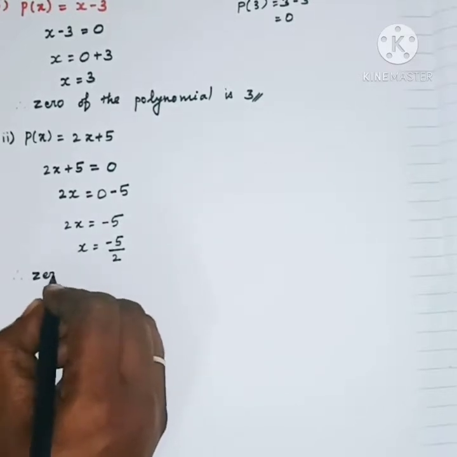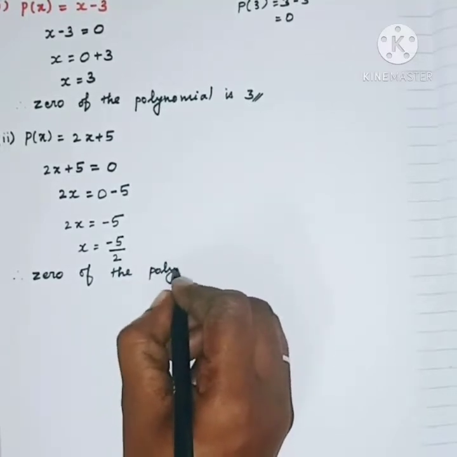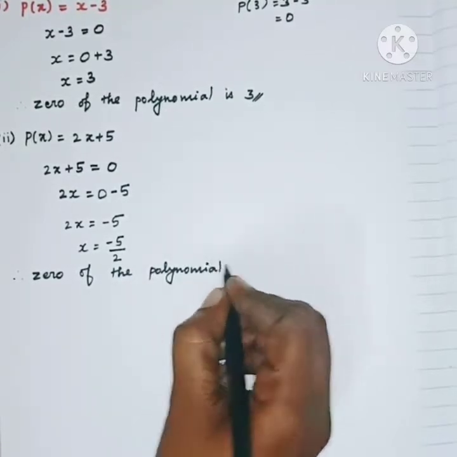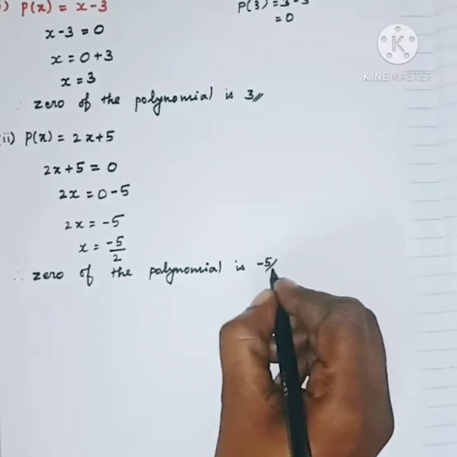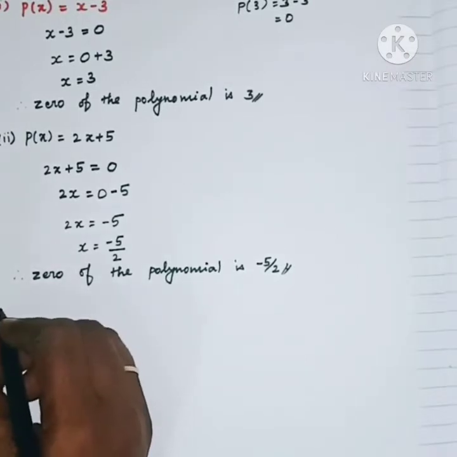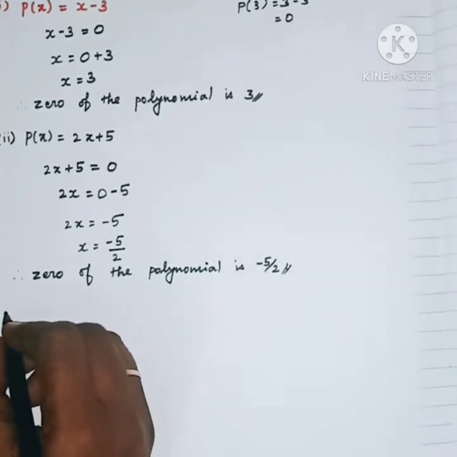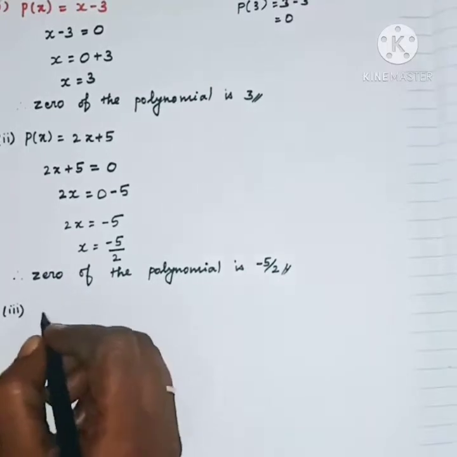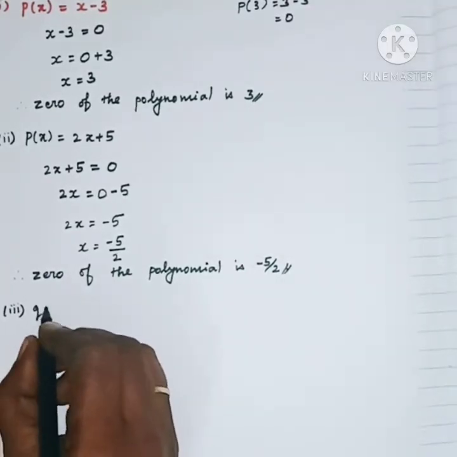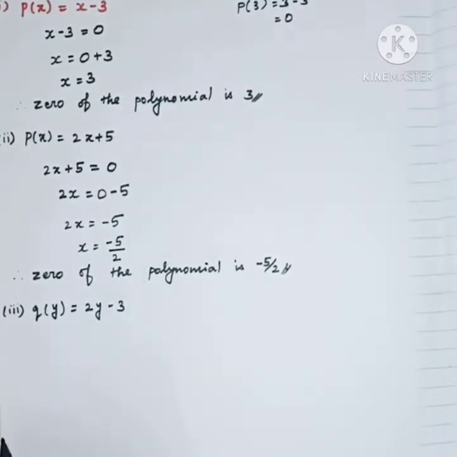Therefore, the zero of the polynomial is minus 5 by 2. This is the answer for the second sum. And then the third subdivision is q of y is equal to 2y minus 3. This is the third subdivision.